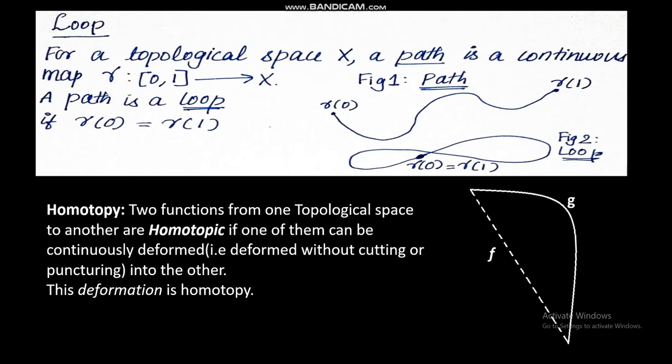Moving on to homotopy, two functions from one topological space to another are homotopic if one of them can be continuously deformed, that is, deformed without cutting, puncturing, or creating any holes in it, into the other. This particular deformation is what we call a homotopy. Imagine the solid line G and the dotted line F. As we vary the second parameter, imagine the solid curve slowly falling onto the dotted curve. That is, with change of time, one can imagine G slowly falling onto F, which means that these two curves are homotopic.